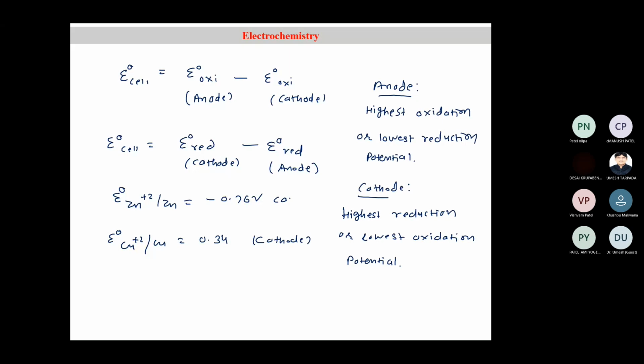Among these two, this is the anode. So you can use the formula of reduction potential, since both are given as reduction potentials. So E° standard is equal to the reduction potential at cathode, that is 0.34, minus that at anode, so it becomes 1.10 volt. In this way you can calculate the standard potential. Whatever formula you are using, your answer cannot change. Or you can convert these into oxidation potentials and use the formula of oxidation potential. You get the same answer. Okay, thank you very much.